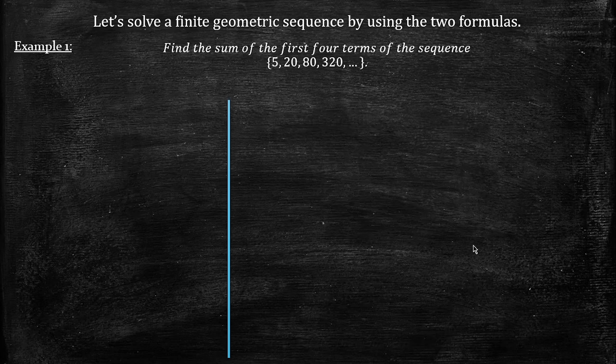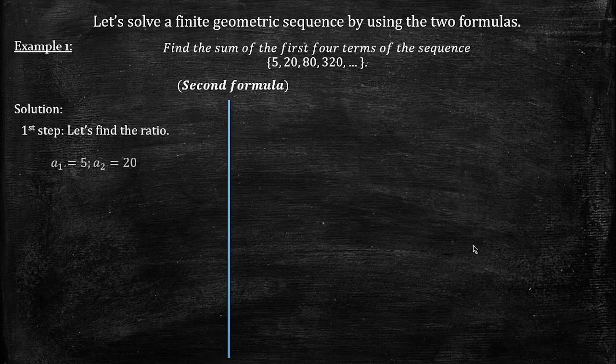Now, let's try again the same example problem, example 1, and we're going to use the second formula. So, dapat yung kalabasan dito, class, is just the same sa result na nakuha natin kay first formula. So, first step, let's find the ratio. So, the same values, the a sub 1 and the a sub 2.